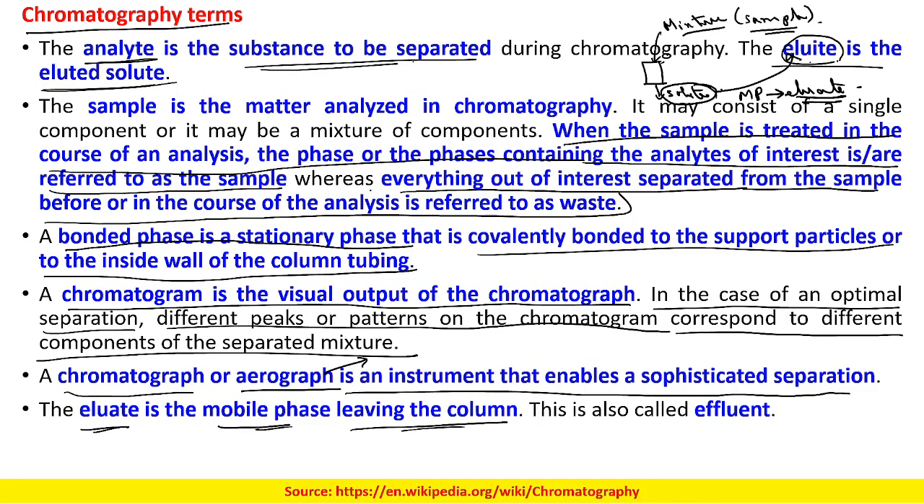So till now we have two important components: the eluate, which is the solute, and the eluate, which is the mobile phase coming out of this chromatographic system, and we have the analyte, which is basically the compound which we want to separate or purify. This eluate is also regarded as the effluent. That means this mobile phase which is coming out is called eluate or effluent.